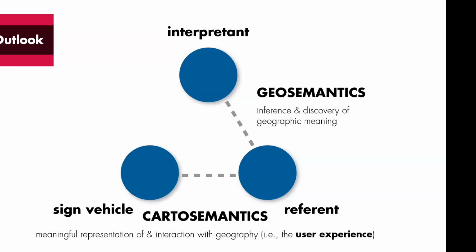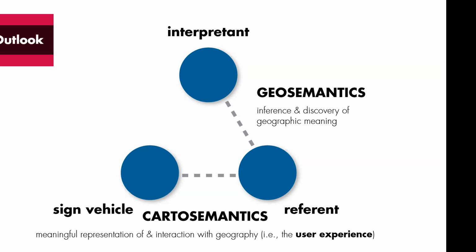If I want to maybe suggest a cartosemantics, cartographers and user experience designers are bringing back the sign vehicle, right? Rather than inference and discovery, still important throughout the research phases of cartography, we also are thinking about meaningful representation of and interaction with geography. By bringing the sign vehicle back in, we're thinking not just about the discovery of new ideas, but how to then package them to have maximum impact out in the world, to really truly solve the biggest geographic problems that are facing humanity.